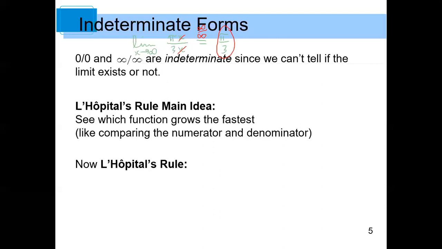Sometimes the top will be growing faster than the bottom. Sometimes the bottom will be growing faster than the top. Sometimes it will be growing at the same rate so that you'll get a constant as the limit. But what does L'Hopital's rule say?